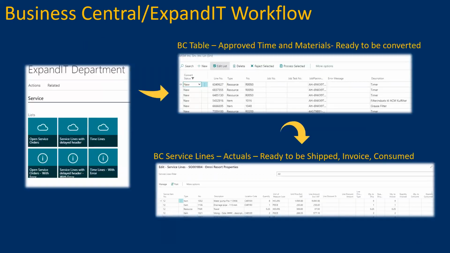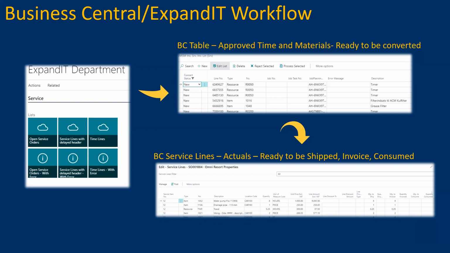Next, when the approved time, material, orders, and statuses are all complete, the data is sent back into Business Central into our ExpandIT tables, which can then be viewed, edited, or resolved if there are any errors. And then the records are converted to be consumed to the service order. So that data, the actual time and material, is sent to the service lines page at the service item level.